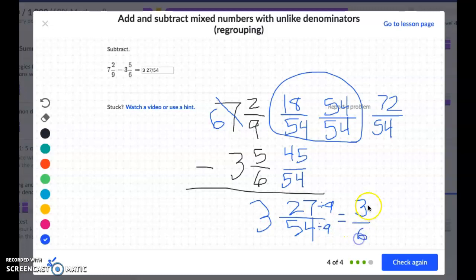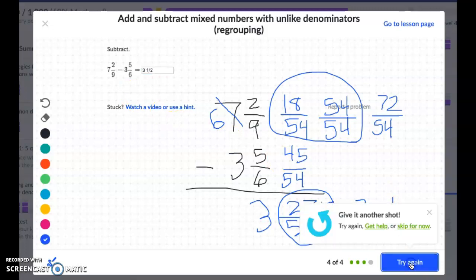So 3 and 3/6. But then I know that 3/6 is actually 1/2 because 3 divided by 3 is 1 and 6 divided by 3 is 2. So notice I got that big answer here and I had to do some work to simplify it down into my lowest fraction. So 3 and 1/2 is my final answer.